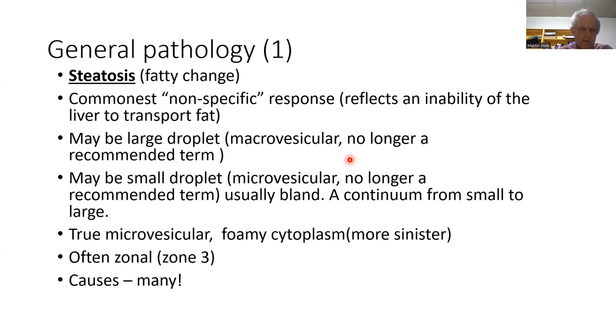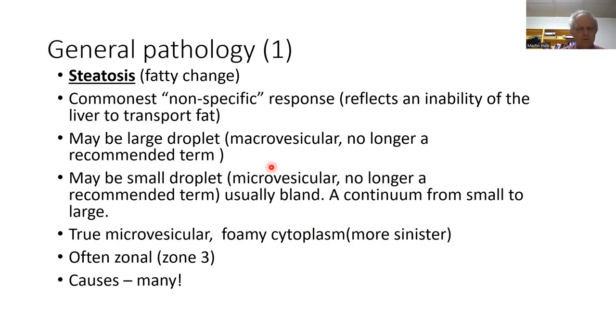So in true microvesicular steatosis, the cytoplasm of the hepatocyte has a foamy appearance. And a good way of looking at it is to say that the vacuoles are far too numerous to count in the cytoplasm of the hepatocyte. And in true small droplet steatosis, you get small droplets of fat that typically surround the nucleus, and they ultimately coalesce and form large droplet steatosis.